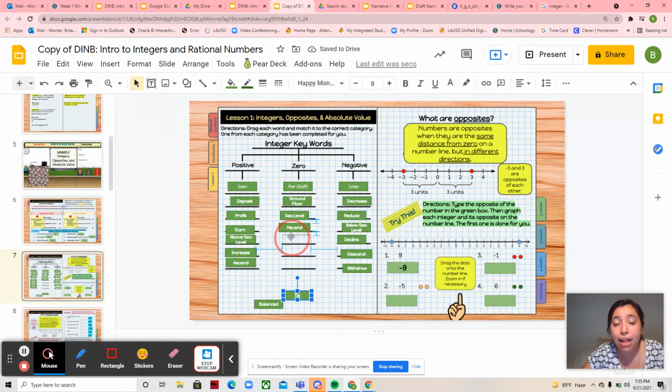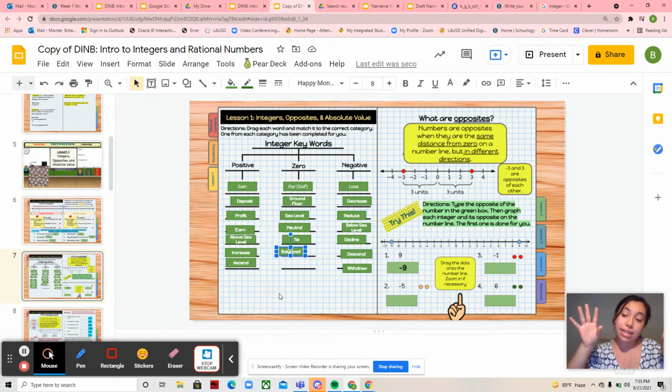And tie and balance is in the middle. Okay? So you have all of these categories that means it's negative, positive, or in the middle, right? Where it's like neutral. Like 0, it's just 0. You can't really do anything with 0.